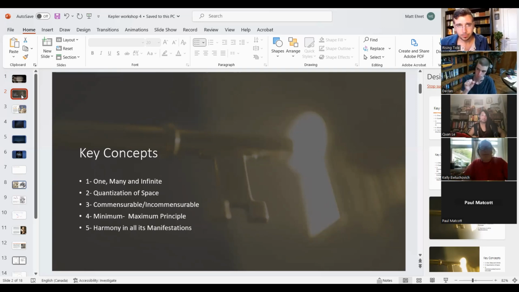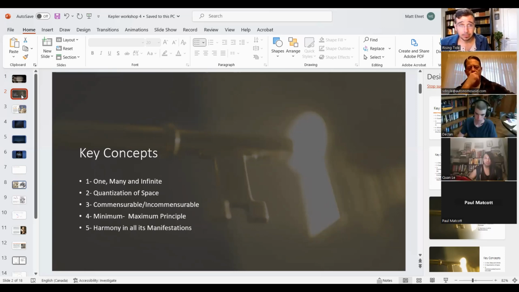Number 1, the one, the many, and the infinite. This is going to come up today. Number 2, the quantization of space. So how must space be quantized? How to think about that. Number 3, the commensurable and incommensurable. Number 4, minimum maximum principle. And number 5, harmony in its various manifestations, specifically in the arts, but a lot of other things too, like we've been continuously dealing with for the past few weeks.